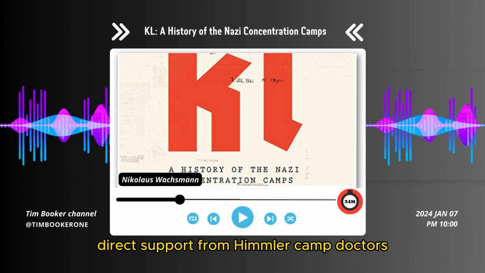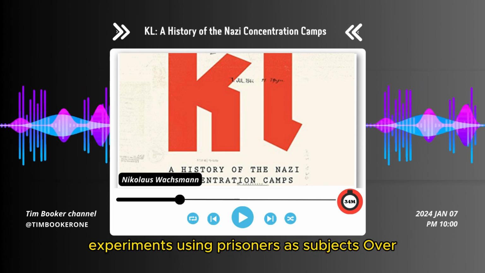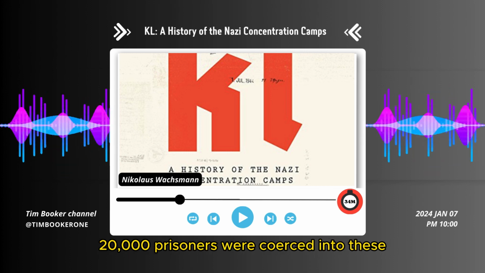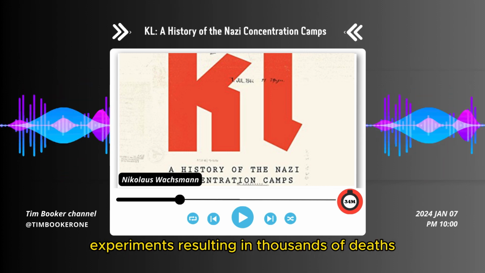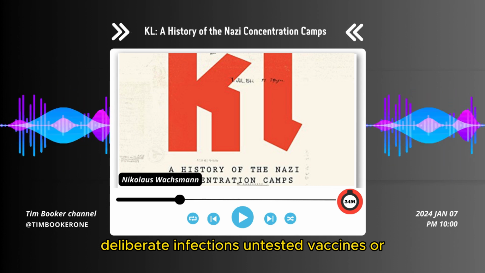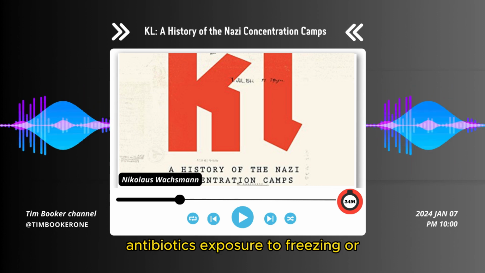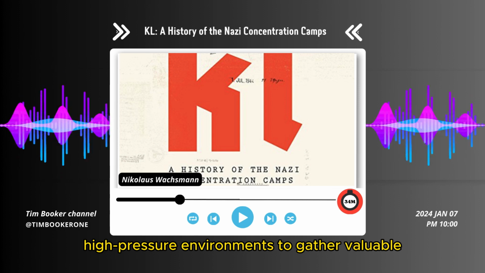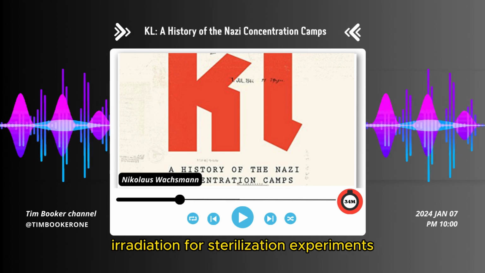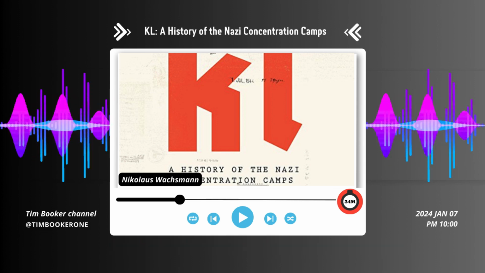Simultaneously, with direct support from Himmler, camp doctors conducted a series of inhumane medical experiments using prisoners as subjects. Over 20,000 prisoners were coerced into these experiments, resulting in thousands of deaths, deliberate infections, untested vaccines or antibiotics, exposure to freezing or high-pressure environments to gather valuable physiological data, even direct abdominal irradiation for sterilization experiments.